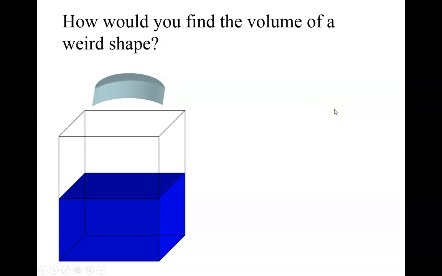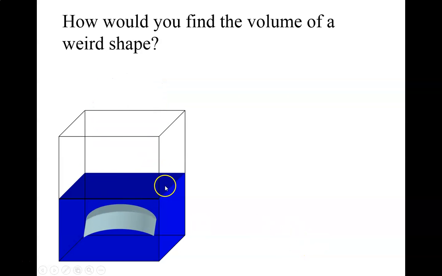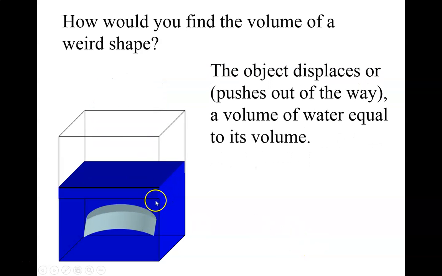Now, if you had kind of a weird shape, like a crescent moon, we don't have an equation for that, but we can still figure out the volume of that object. All we have to do is dunk it in some water. And when we dunk it in some water, we notice that the water level rises. The object displaces, meaning pushes out of the way, a volume of water equal to its own volume. So whatever volume the water went up is equal to the volume of my shape.